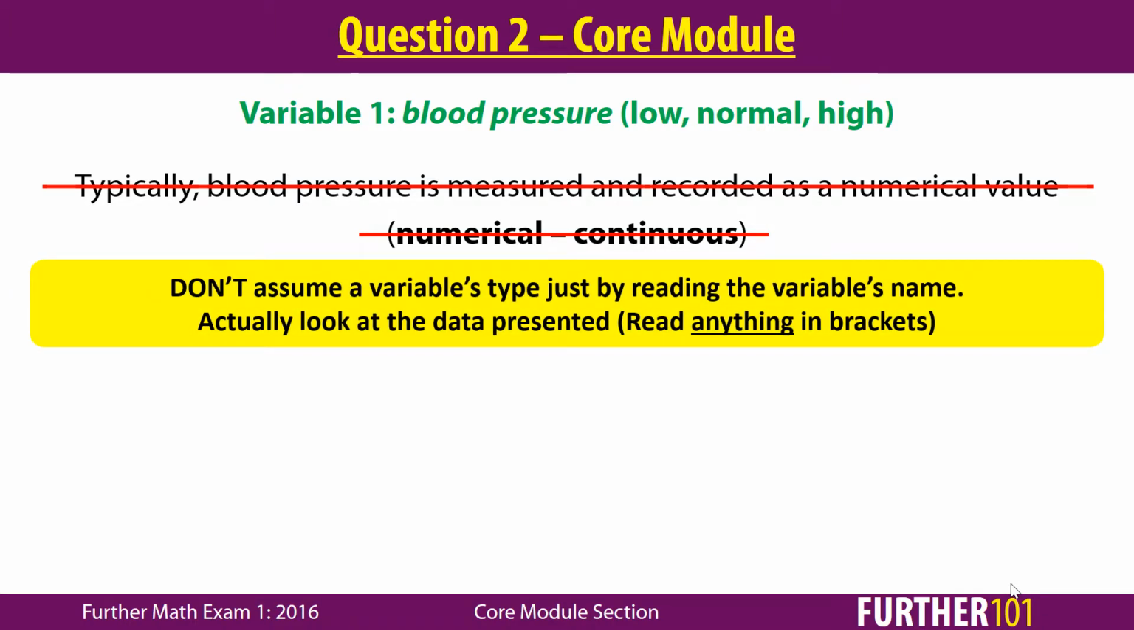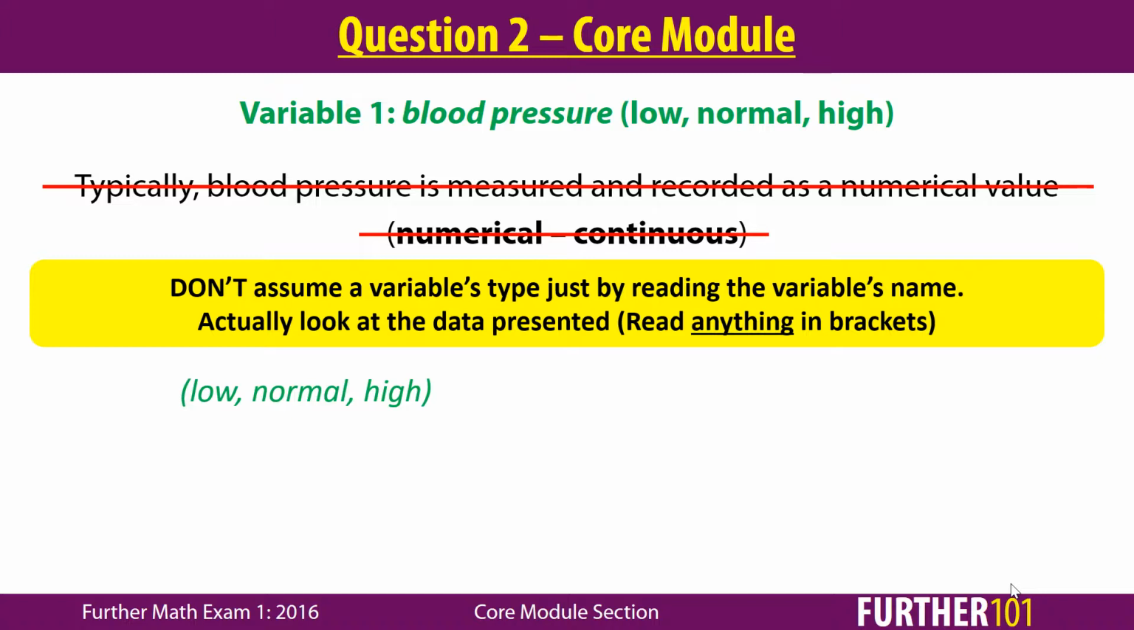We have not read the accompanying information, which typically appears in brackets. This gives a good indication of the type of responses to expect for this variable, and hence helps to correctly define the variable type. Looking at the accompanying brackets for the variable blood pressure, we can see that it contains three words: low, normal, and high.